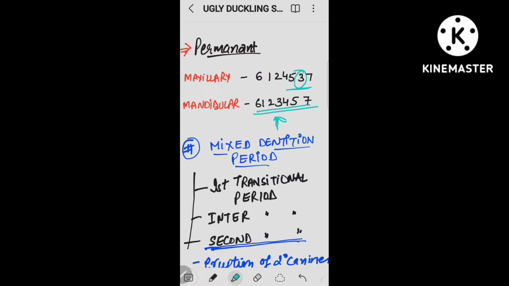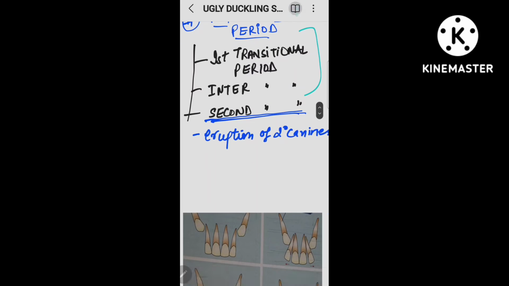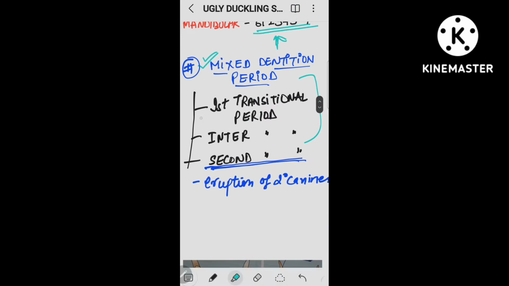There is another dentition period in between the primary and the permanent, which is called the mixed dentition period. What happens is, after the primary dentition starts shedding its teeth, there is the eruption of the permanent teeth. There is an exchange of teeth between the primary and the permanent dentition. So it is divided into three phases: the first transitional period, the intertransitional period and the second transitional period. We'll discuss the transitional periods in subsequent videos.